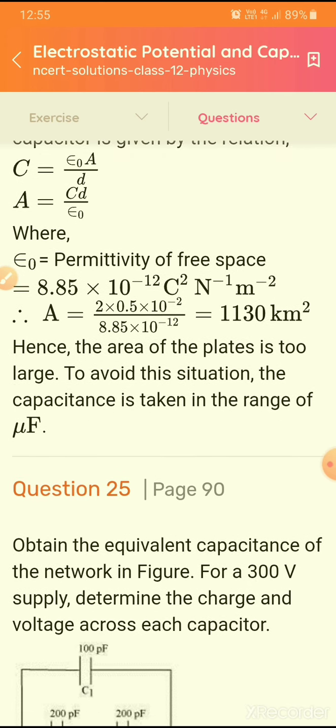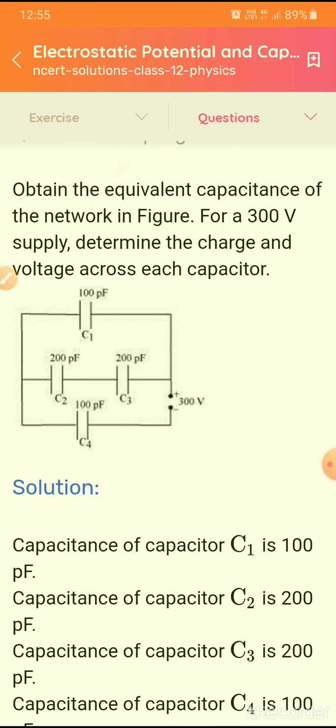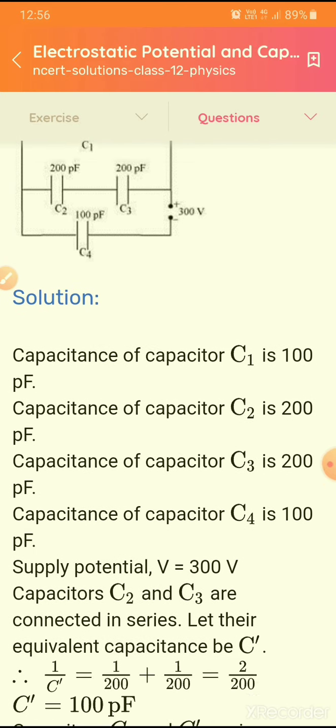Okay, then we can go for the 25th sum. Obtain the equivalent capacitance of the network in the figure. For a 300 volt supply, determine the charge and voltage across each capacitor. So the potential supply given here is 300 volts. What are the capacitances given here? C1 of 100 picofarads, C2 of 200 picofarads, C3 of 200 picofarads and C4 of 100 picofarads. These are the values given, and the potential V is equal to 300 volts.